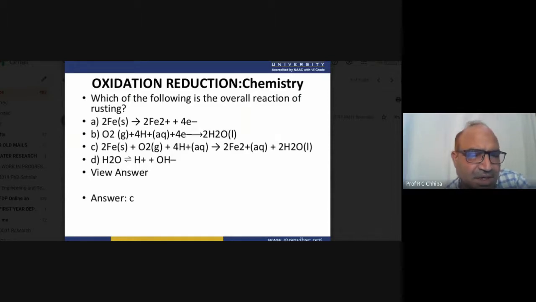Then we have the iron. Iron itself, in the presence of oxygen and 4H+, is given. Whatever those different reactions are, the correct answer for rusting is Fe plus O2 plus 4H+. 4H+ means the aqueous condition. So here we can see the correct answer is C, where Fe2+ is converted into Fe3+. So we have the answer for that.